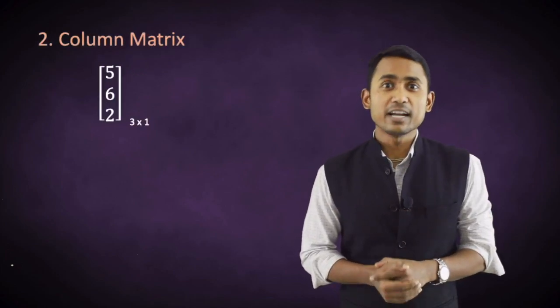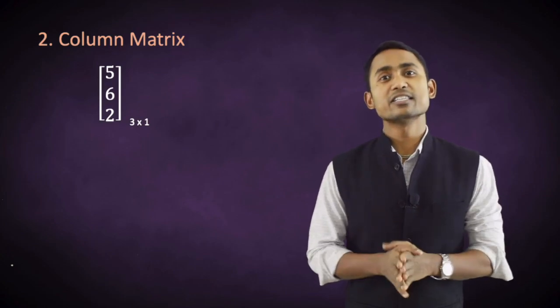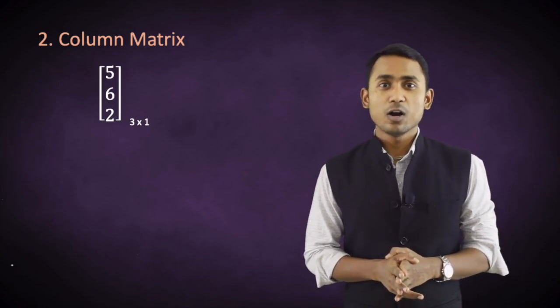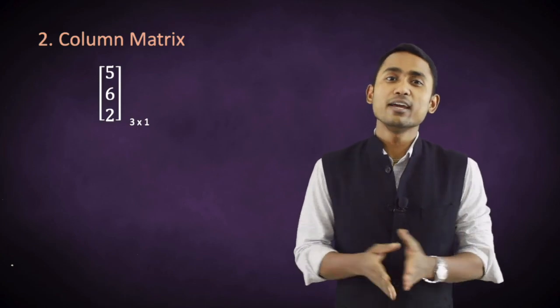So column matrix means it has only one column. As you can see in the example, it is a matrix with the order of 3 cross 1. So it has only one column.